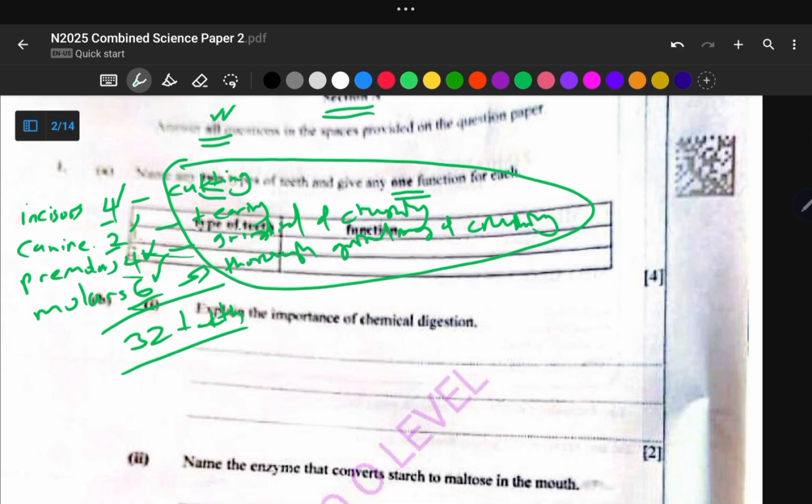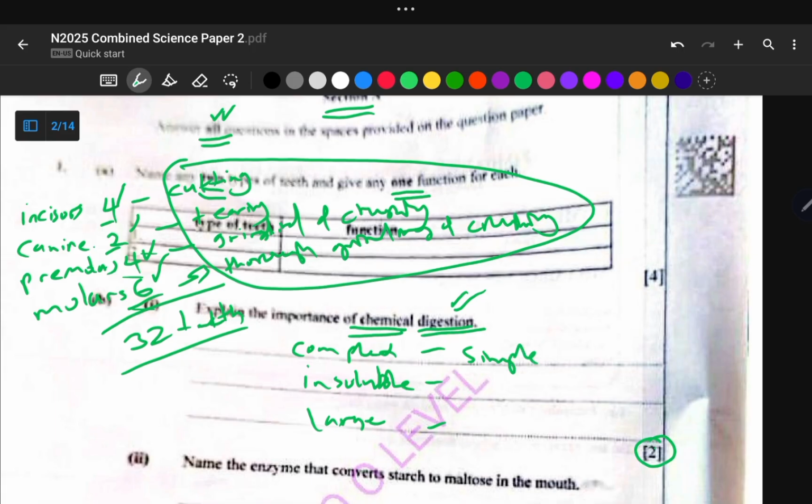So the next part says, explain the importance of chemical digestion, and this is awarded for 2 marks. Explain the importance of chemical digestion. So you need to understand what is meant by the term digestion. So digestion is defined as a biological process whereby complex and then insoluble and then large food molecules are being converted into simple and then soluble and then smaller food molecules.